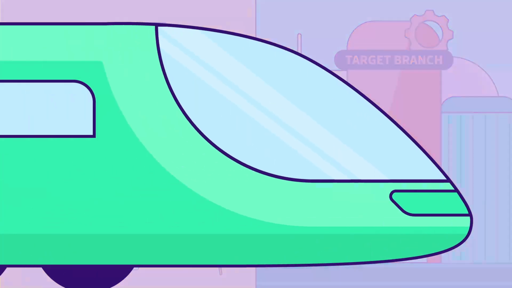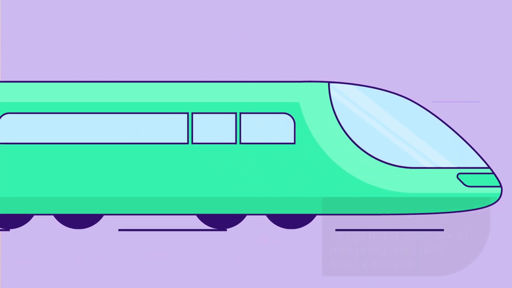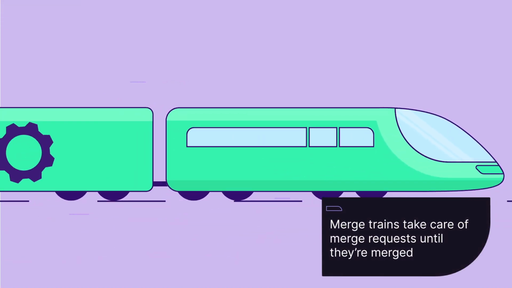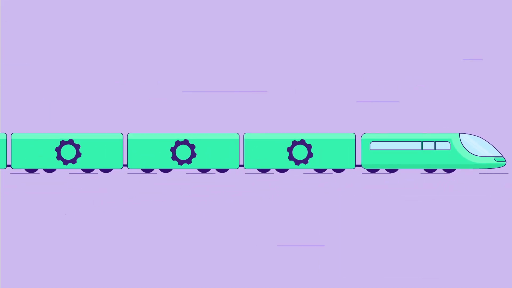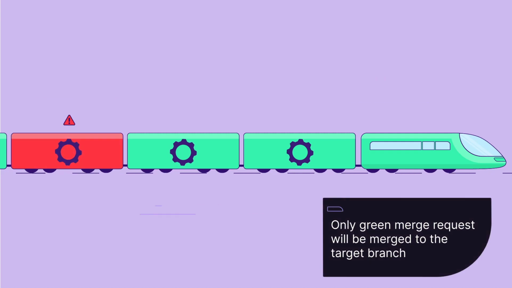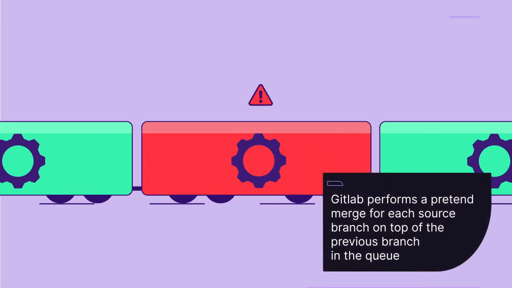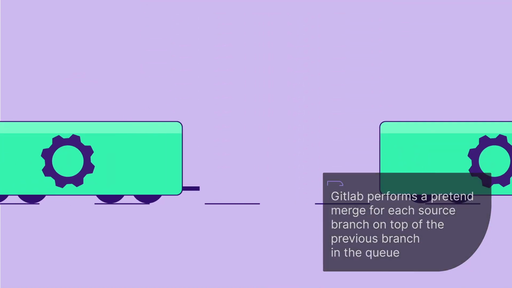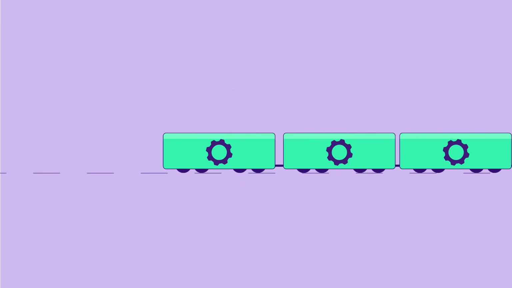GitLab has a powerful feature, merge trains, that always keeps the target branch green. With merge trains enabled, a merge request can be added to the train, which takes care of it until merged. A merge train can be imagined as a queue of MRs that is automatically managed for you. The train ensures that only green merge requests will be merged to the target branch. If a red merge request is detected in the train, it is removed from the train, and pipelines run again on all remaining merge requests to ensure they are green.